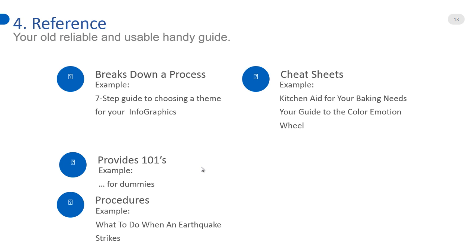Kind of thing. Cheat sheets are another good thing. So, for example, KitchenAid for your baking needs, your guide to color emotion wheel, things like swipe files, templates, things that are easy and take something complex and make it easier. Usable charts. Example, the metrics conversion chart. Number 5 is compare and contrast.